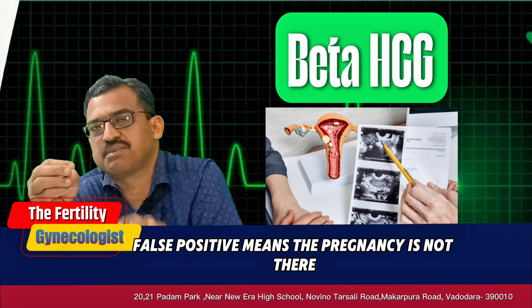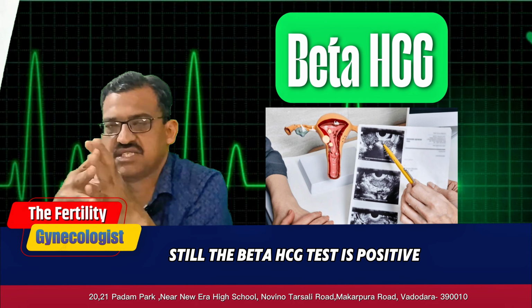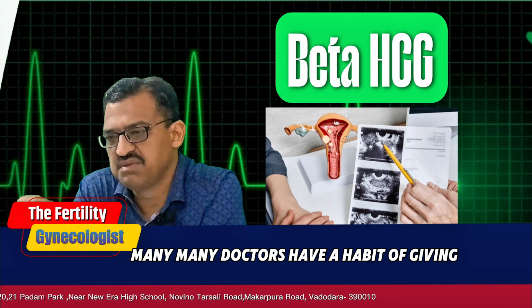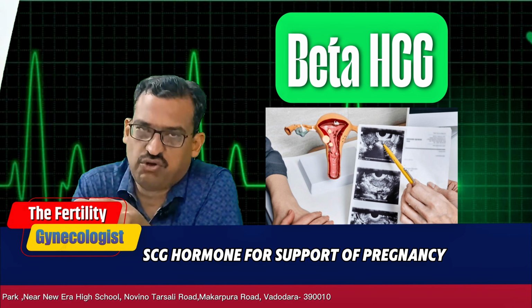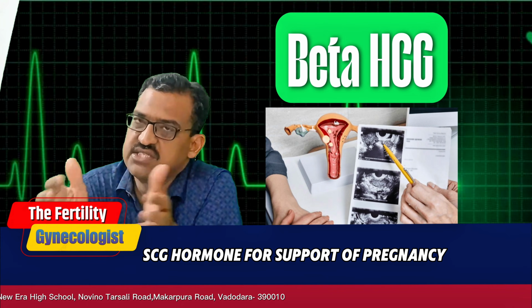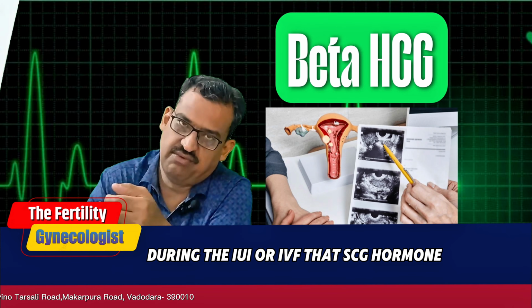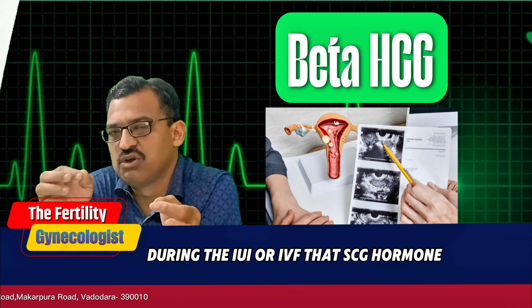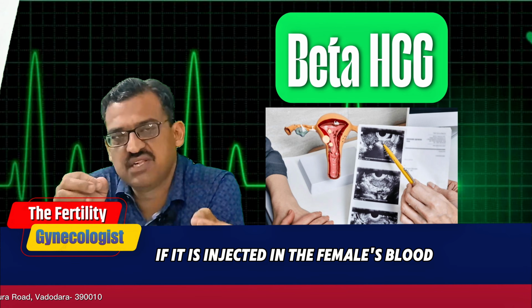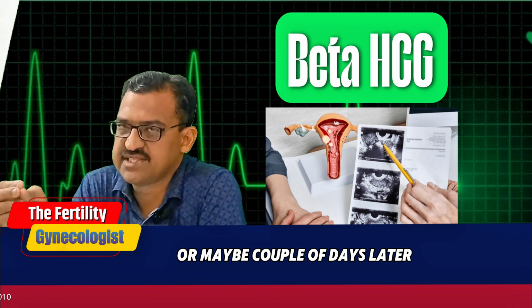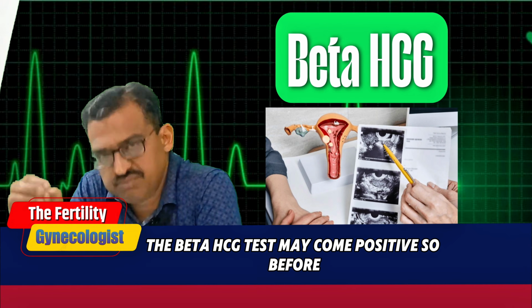False positive means the pregnancy is not there, still the beta HCG test is positive. Many doctors have a habit of giving HCG hormone for support of pregnancy or for support of corpus luteum during the IUI or IVF. That HCG hormone, if it is injected in the female's blood, and if we do the beta HCG test next day or maybe couple of days later, the beta HCG test may come positive.